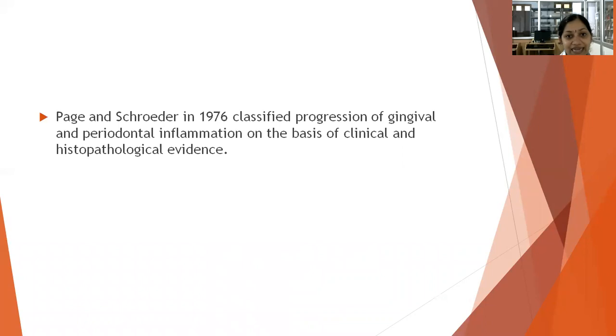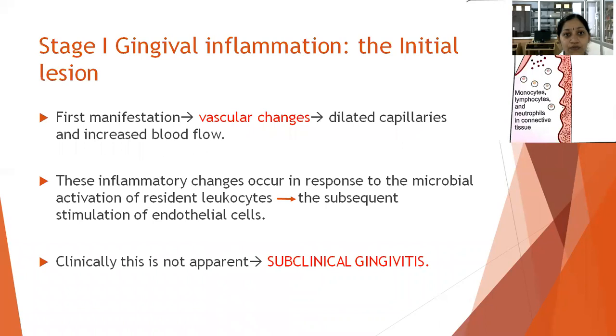Page and Schroeder in 1976 classified the progression of gingival and periodontal inflammation on the basis of the clinical and histopathological evidence into four stages, of which the first stage of gingival inflammation is called the initial lesion, the second stage is the early lesion, the third stage is the established lesion, and the final stage is the advanced lesion.